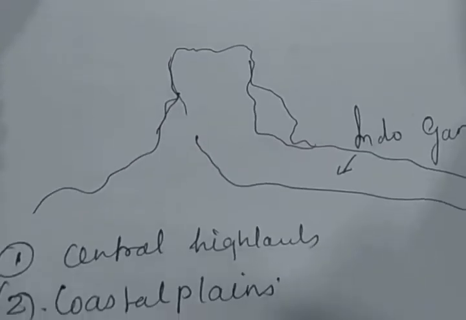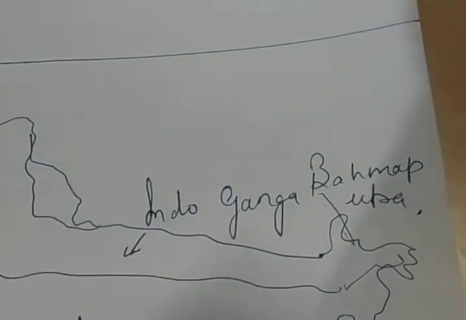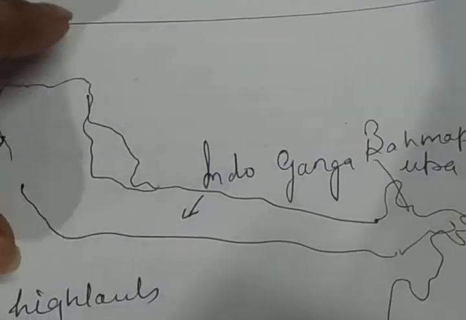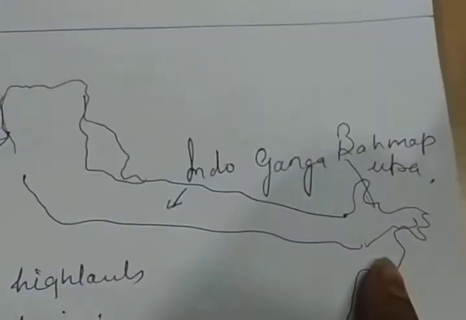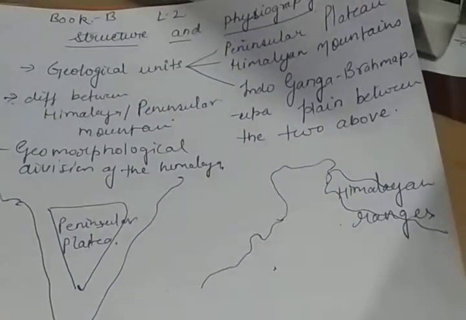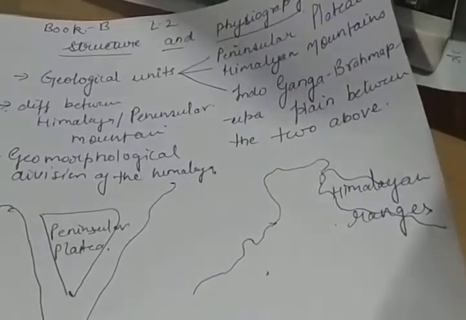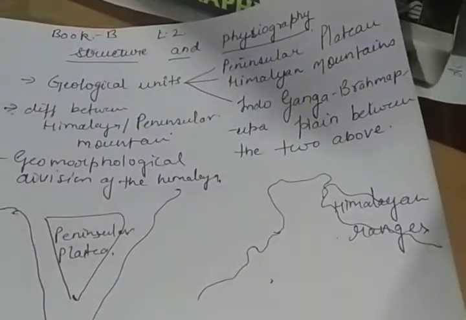Okay, now continue with the third one, that is very important, the Indo-Ganga Brahmaputra plains. So the Indo region starts from here and continues to the eastern part of India. So these are the 3 geological units which we study to know the structure and physiography of the earth. So these are the 3 things.